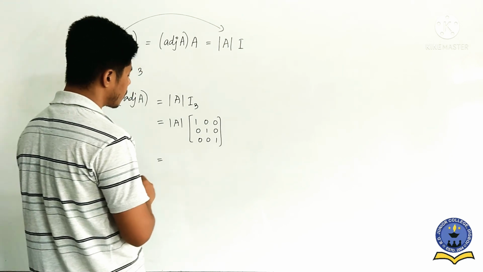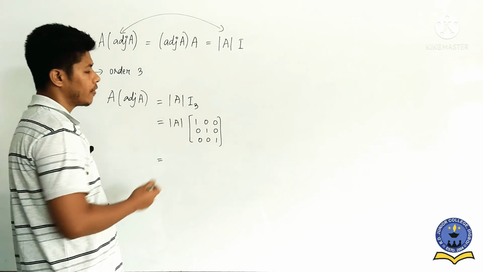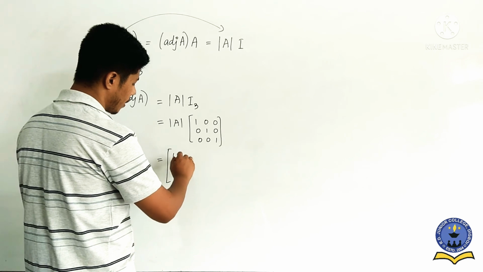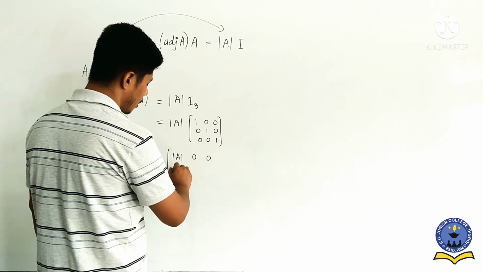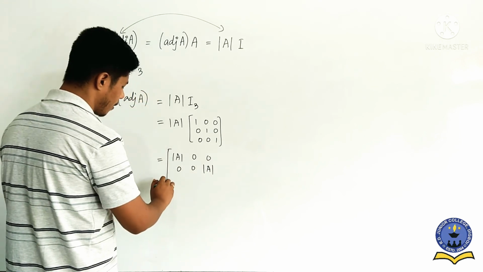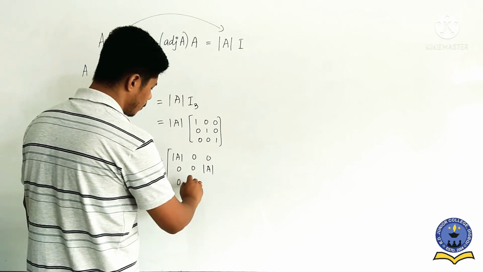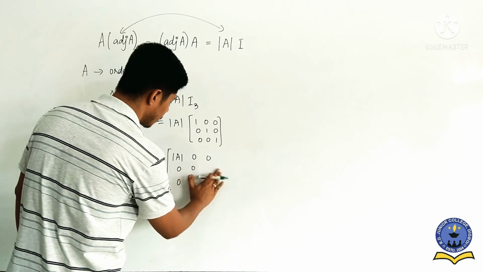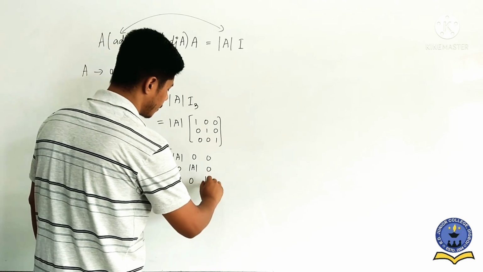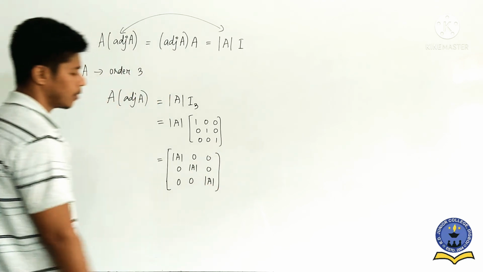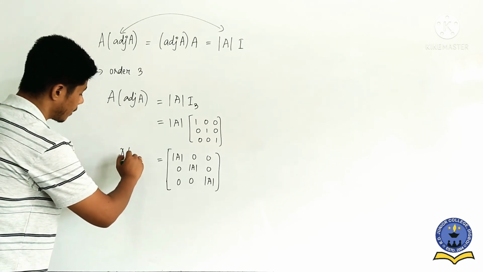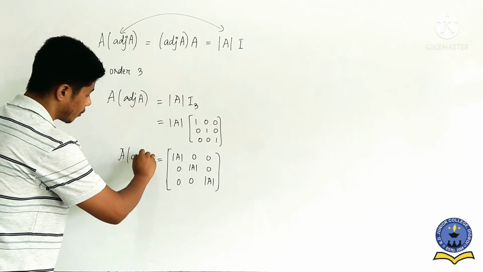In the case of a matrix, we know we have to multiply with each and every element. So if you multiply this one, then first we write determinant of A, 0, 0, then in the next row 0, determinant of A, 0, and then finally 0, 0, determinant of A. Clear? This one is the 3 by 3 matrix, and in the left hand side we get A into adjoint of A.